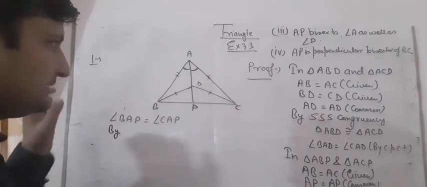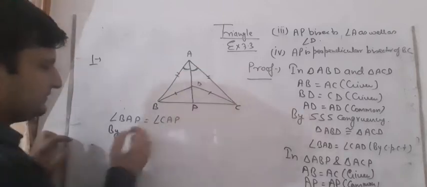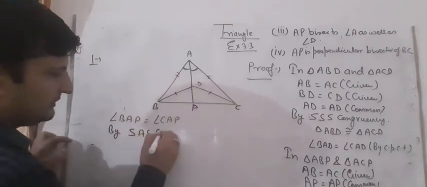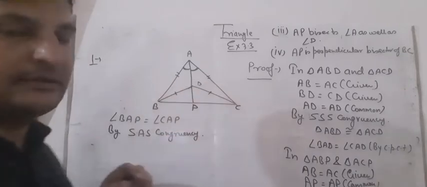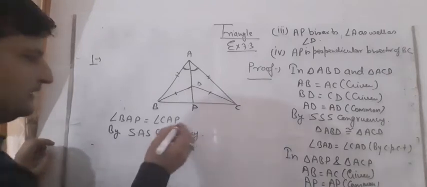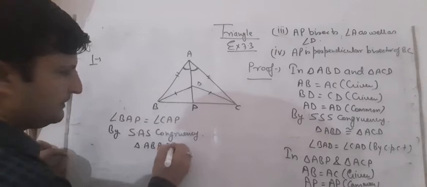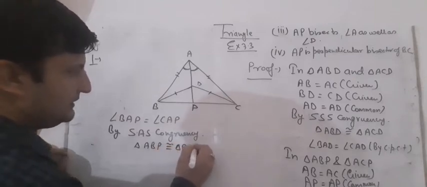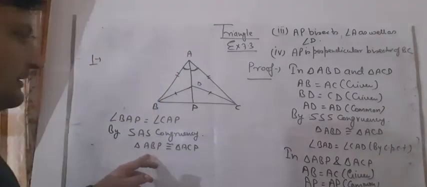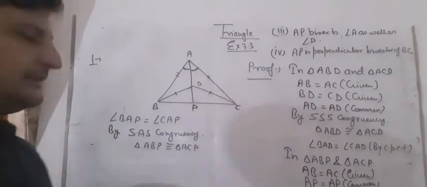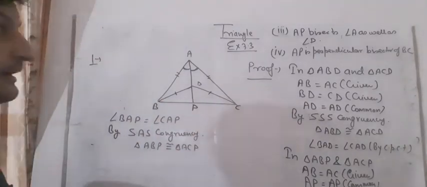By which rule? Congruency. We say that this side is equal to this side, this is common, and this angle is equal to this one. By SAS congruency, we have proved that triangle ABP is congruent to triangle ACP. Now the next one is: AP bisects angle A as well as angle D.